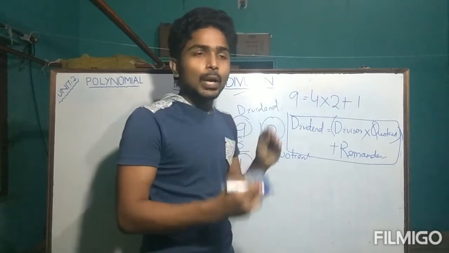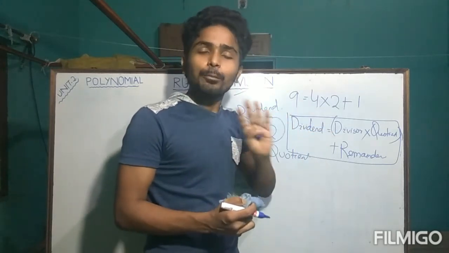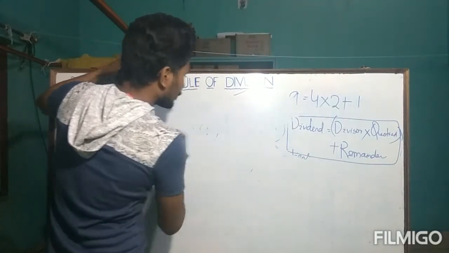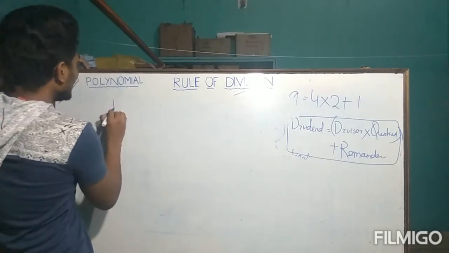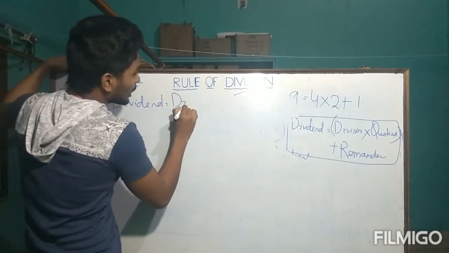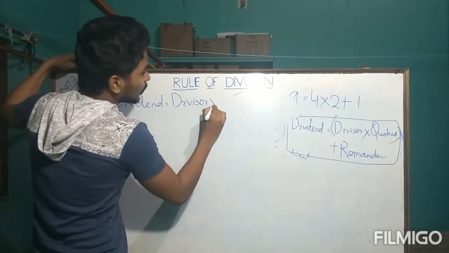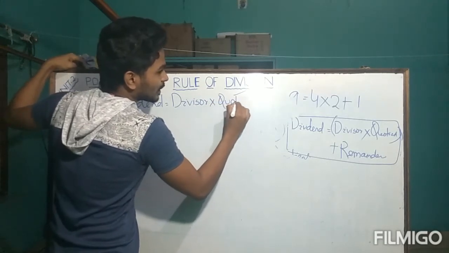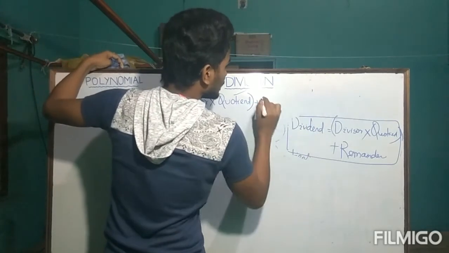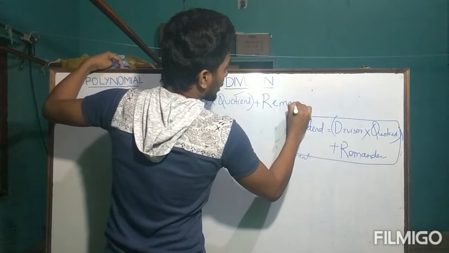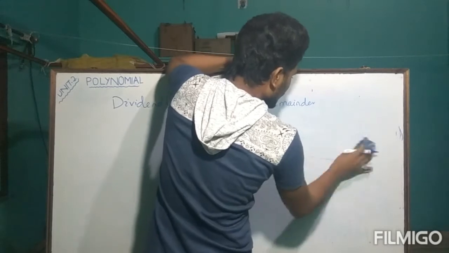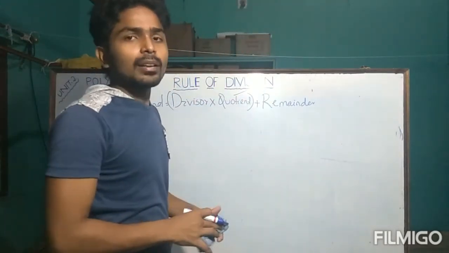Now we will verify whether this formula is applicable for polynomials. Let's write down the formula again. Dividend is equal to divisor into quotient plus remainder. This is the rule of division. Now we will verify whether this rule of division is applicable for polynomials.